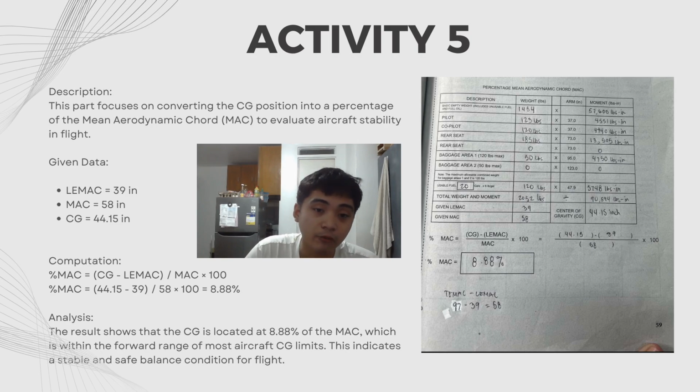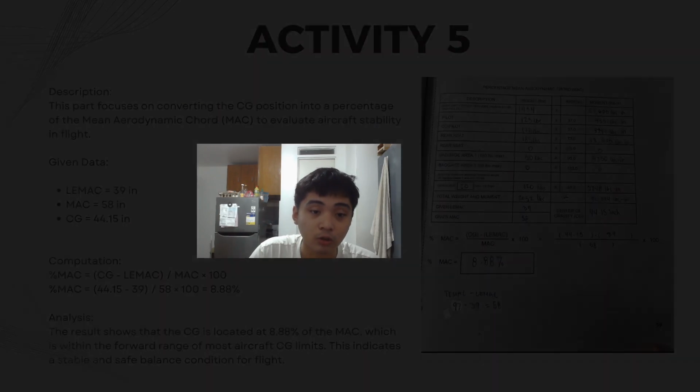This means the center of gravity is located at 44.15 inches from the aircraft's reference datum. The CG location tells us how the aircraft will balance in flight. It must stay within the manufacturer's allowable limits to ensure the aircraft flies safely and efficiently. If the CG is too far forward or too far aft, the aircraft might become unstable or hard to control.